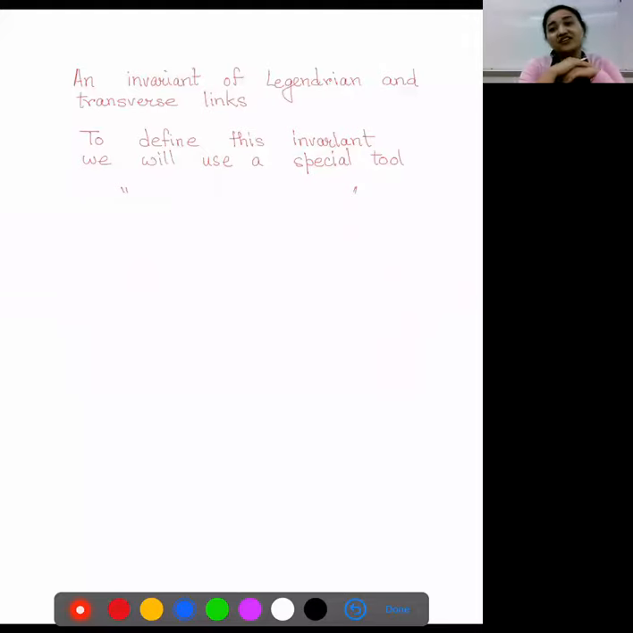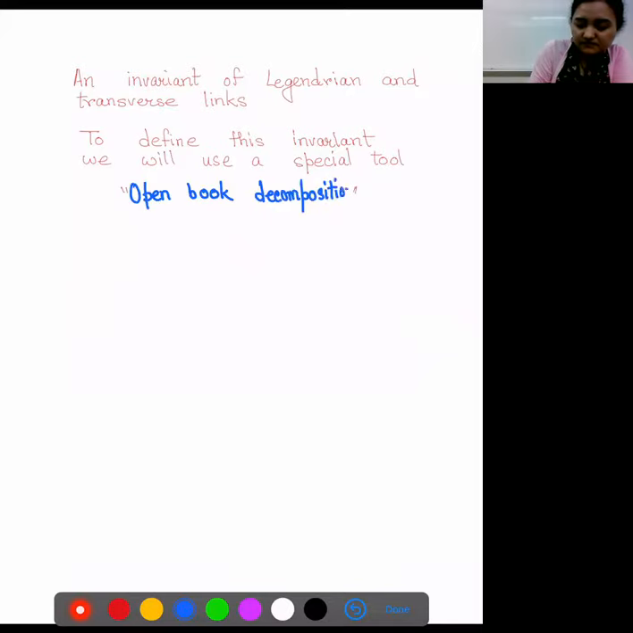Okay, so now we have this coarse classification of Legendrian and transverse links. The next topic is the invariant. We want to define an invariant of Legendrian and transverse links, and see if that invariant can tell us anything useful about looseness. To define this invariant, we will use a very special tool known as open book decomposition. So why open book decomposition?